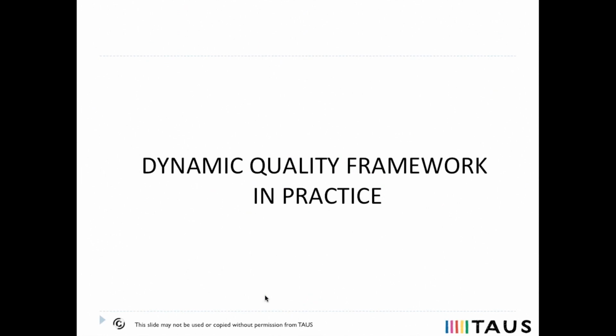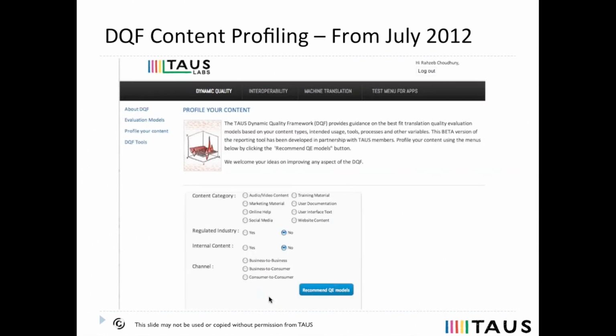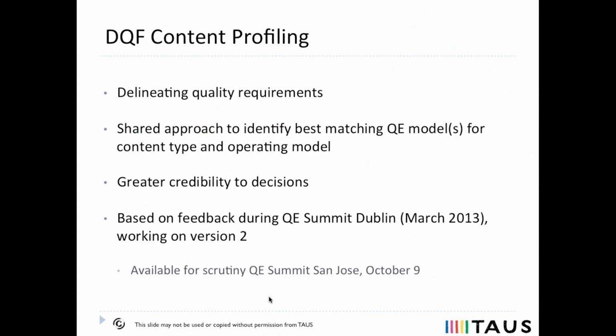In practice, the theory has led to a content profiling feature where you can profile your content along certain parameters, and you're given a set of results, a recommendation on the types of evaluation approaches that seem to suit the profile of your content. The simple idea here is that when you're creating or refining a quality program now, you can lean on an industry shared resource which has been put together by practitioners in the field to help you make a decision that makes it easier for you to build your business case.